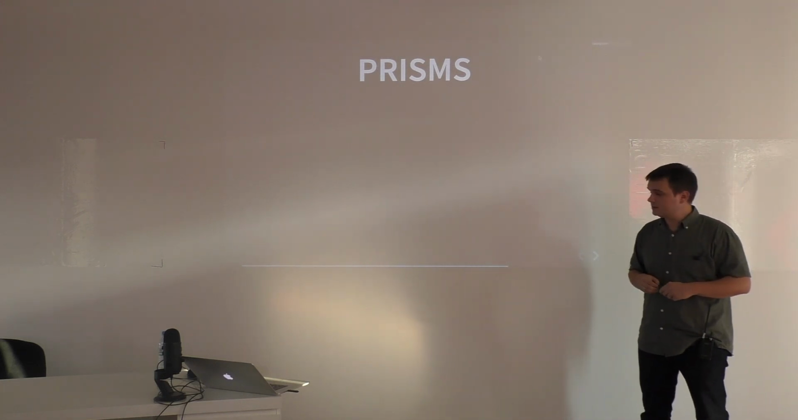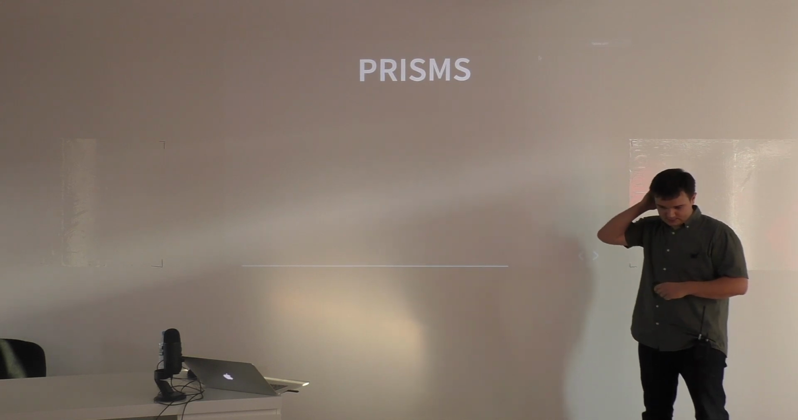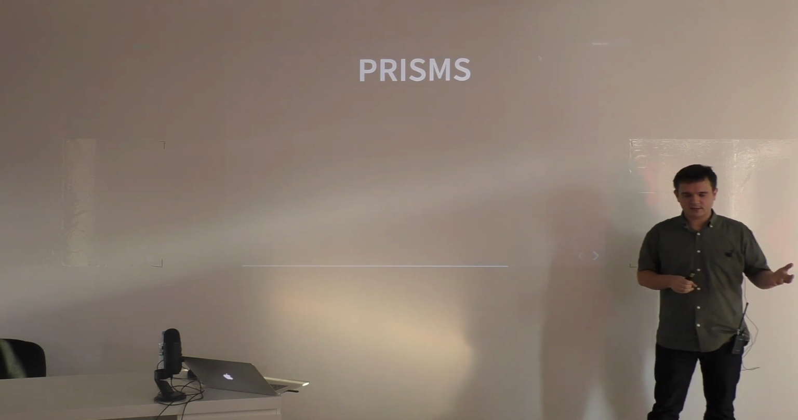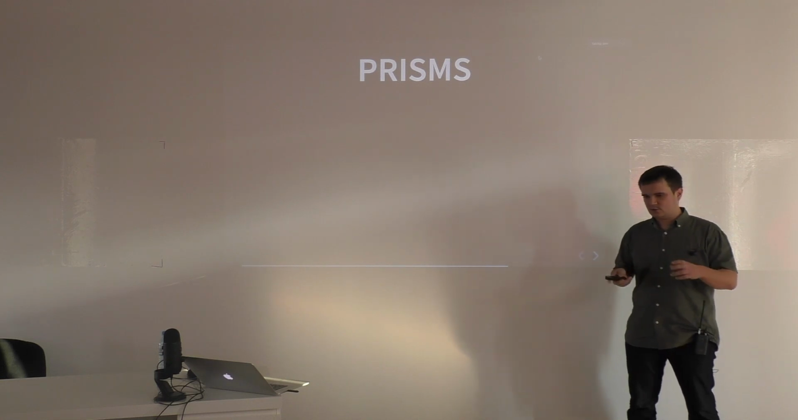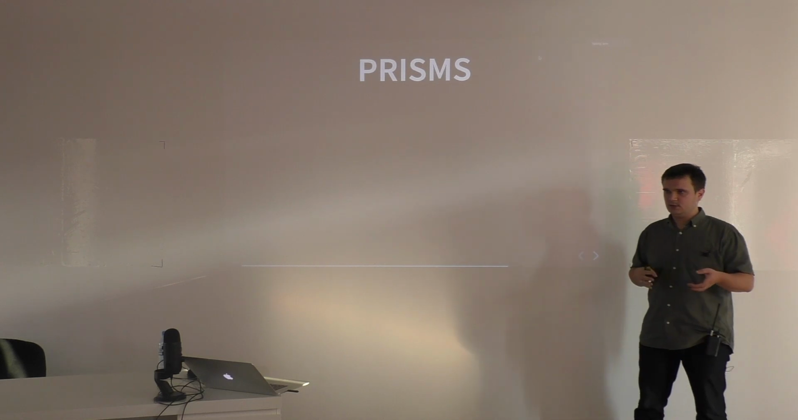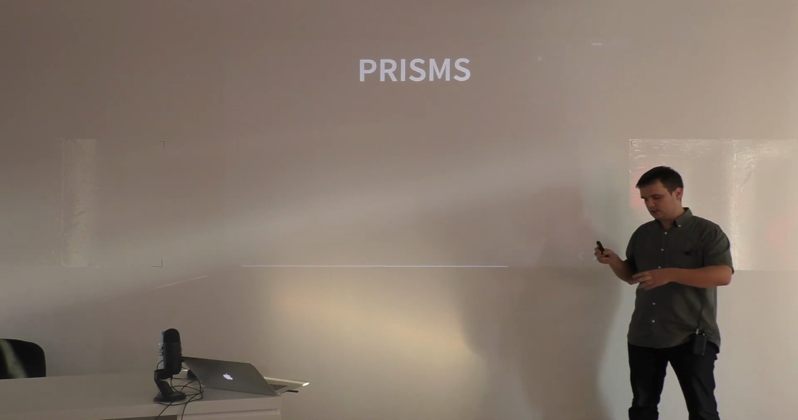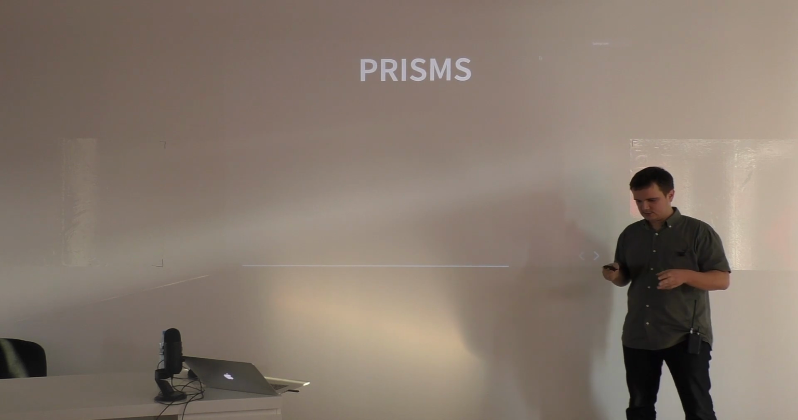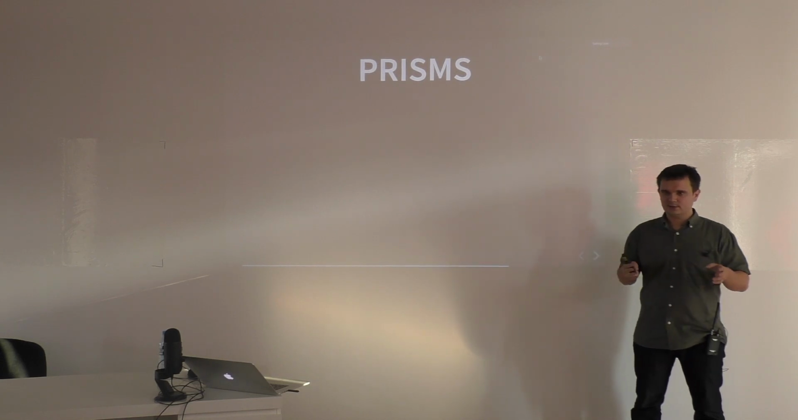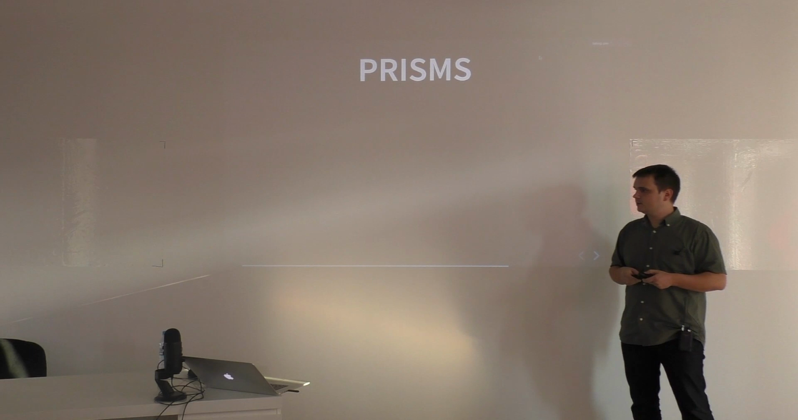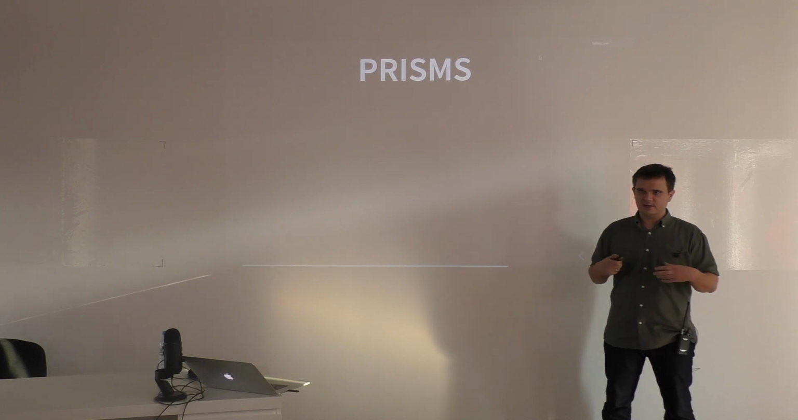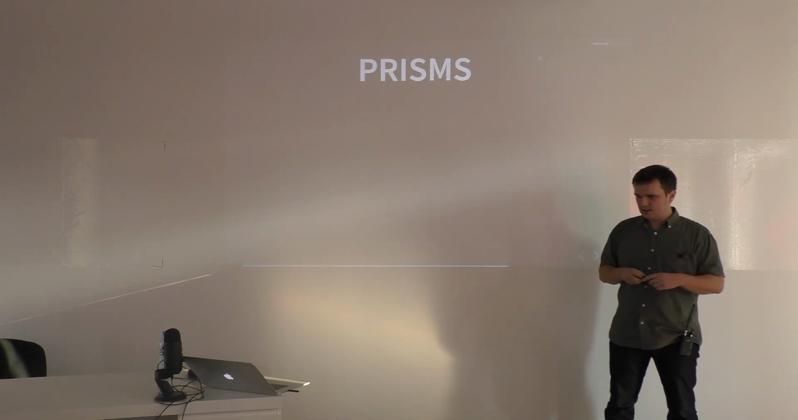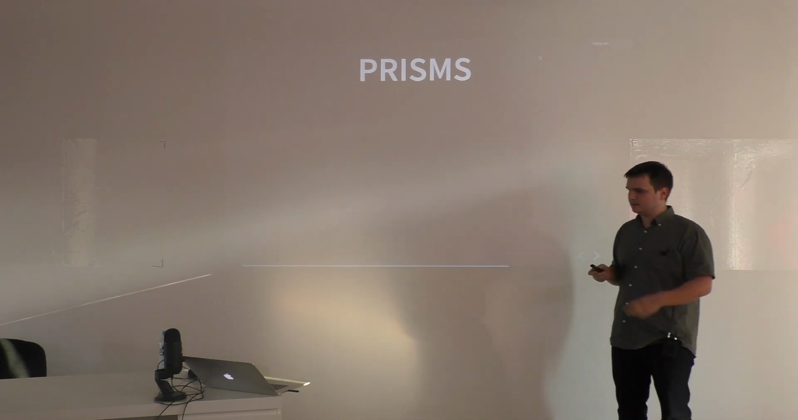optics is prism. The basic difference between prisms and lenses is that lenses work with product types, so we always know that all those values are there. It's like a tuple, it's always there. And prisms work with sum types, like Either. So it takes sometimes a left value, sometimes a right, and that's the difference.